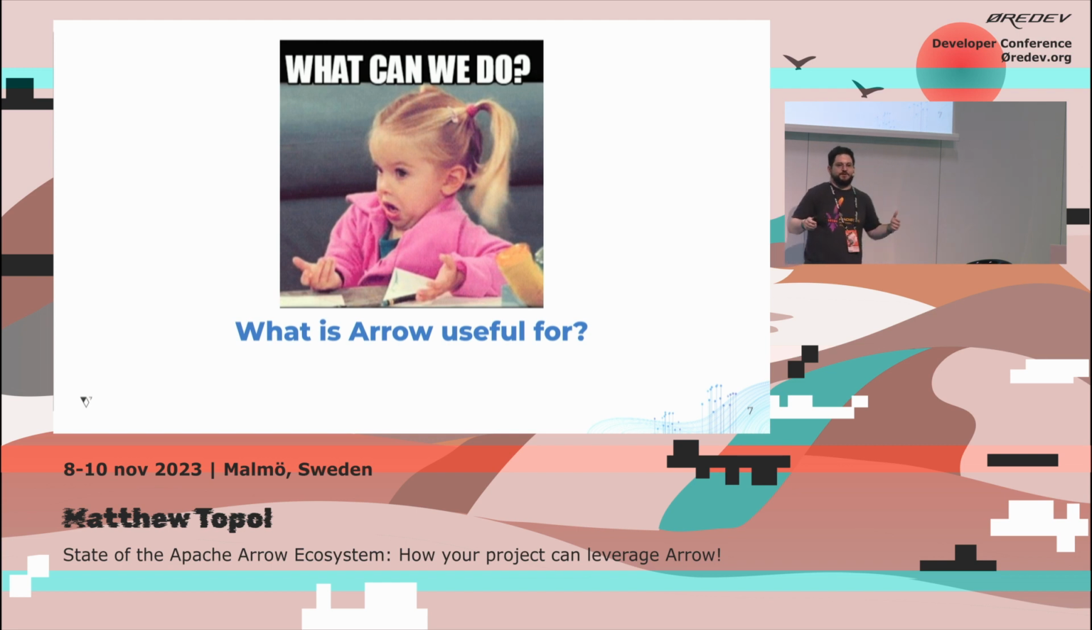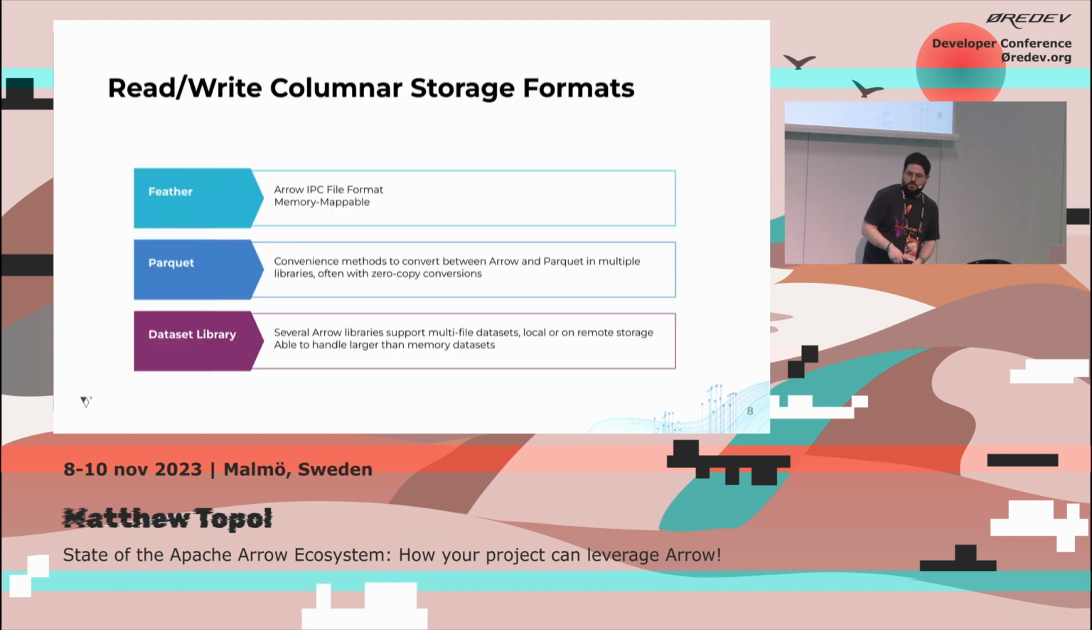So, what is Arrow actually useful for? We've gotten past what it is. You know, it's a data format, it's a spec. So what can you do with it? Well, one example is you can read and write those column-oriented storage formats really efficiently.